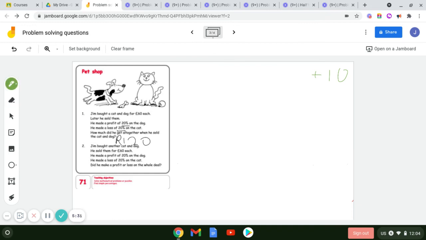Now we are going to talk about the cat. Okay, now the cat is another story. The cat, when he sold it for 60 Rand, he actually made a loss of 20%. So he paid 20% more for it than he sold it for. So what that means is if we draw those blocks again and we divide them up into 5, 1, 2, 3, 4, 5.